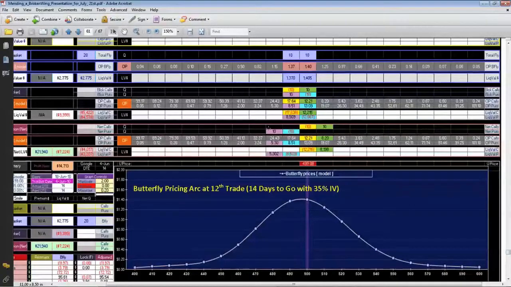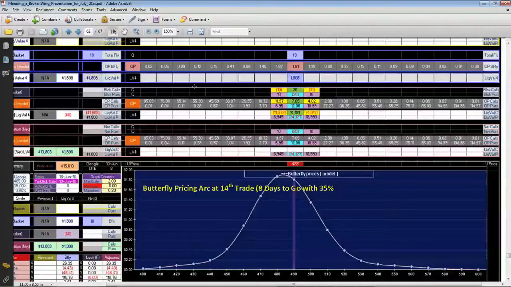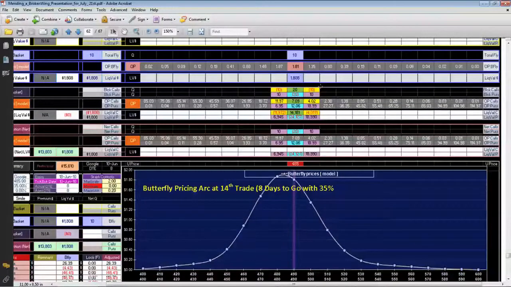Do I have any more than that? Yeah. Now with 10 days to go, I think. Let's see, 8 days to go. We're over $1.80 with these things. $1.87 and $1.81 for the two closest to the money.